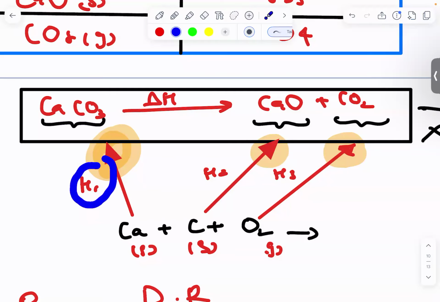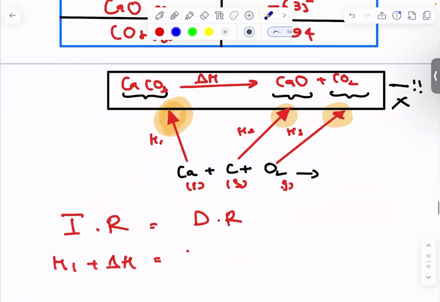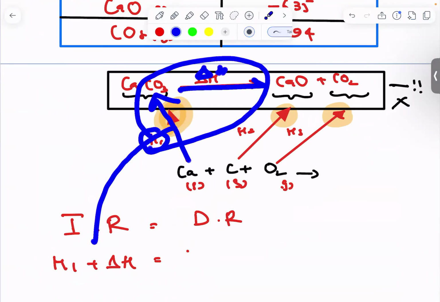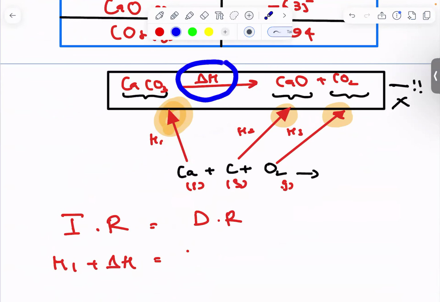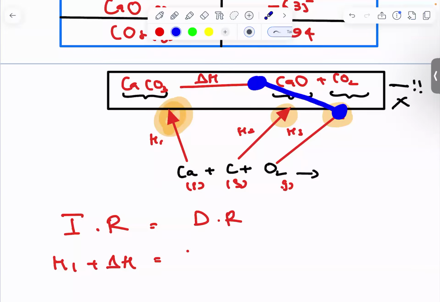Because H1 plus delta H has already been done, have a look here. H1 plus delta H: H1, which is this, and delta H, which is this. We have already combined them, so delta H can't be used again. Delta H can be used only once. So what is left in the direct route? This plus this, H2 plus H3. Why? Because look, head and head, so it's a direct route. And this is head plus tail, that's the indirect route. Now tell me, Zena, should I explain again?